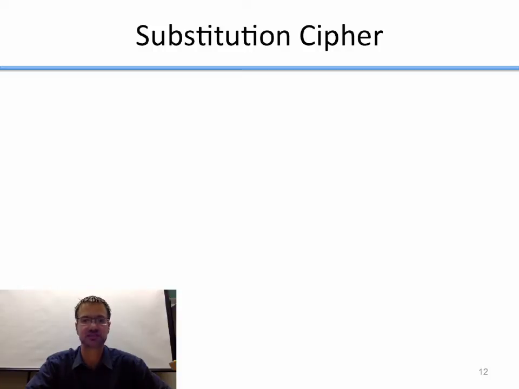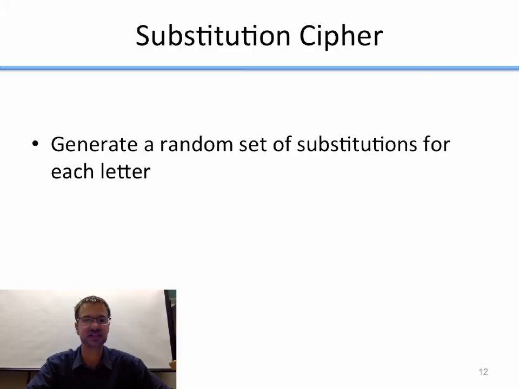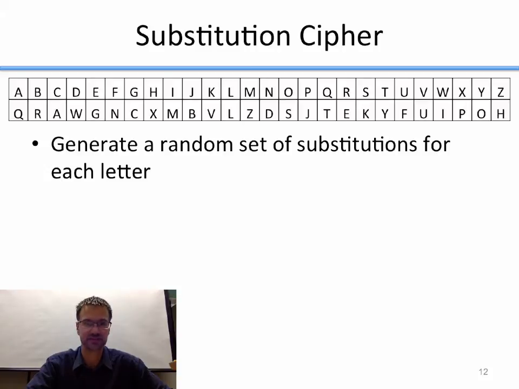So here's our next simple cipher. In a substitution cipher, I generate a random set of substitutions for each letter. And it'll look something like this. So I just picked this at random. A becomes Q, B becomes R, C becomes A, D becomes W, etc., etc., etc.